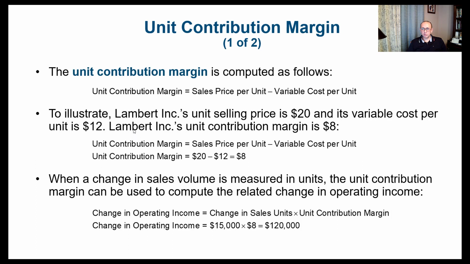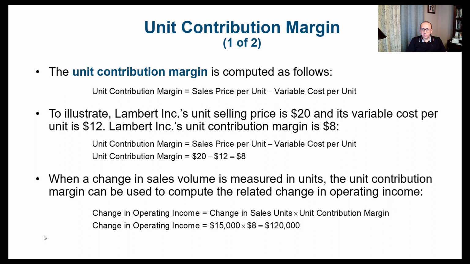So the unit contribution margin, again, is the selling price minus the variable costs. So go back to our Lambert Incorporated example. The selling price was 20, the variable cost per unit was 12, so the unit contribution margin is $8. And that's how we calculate it.